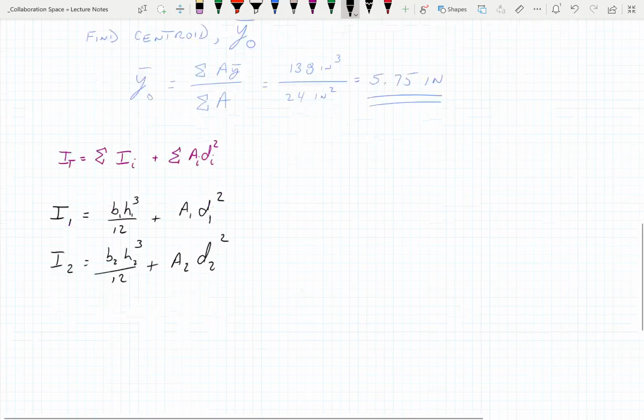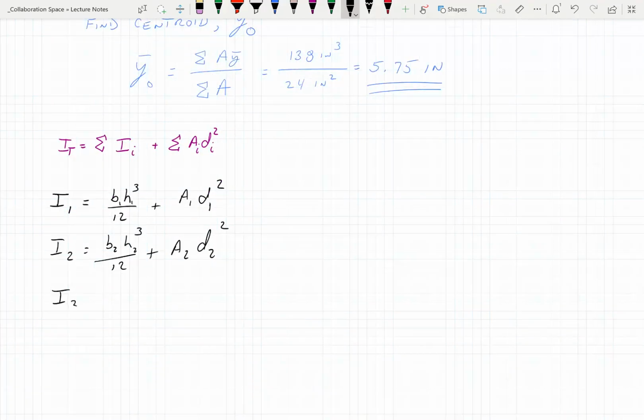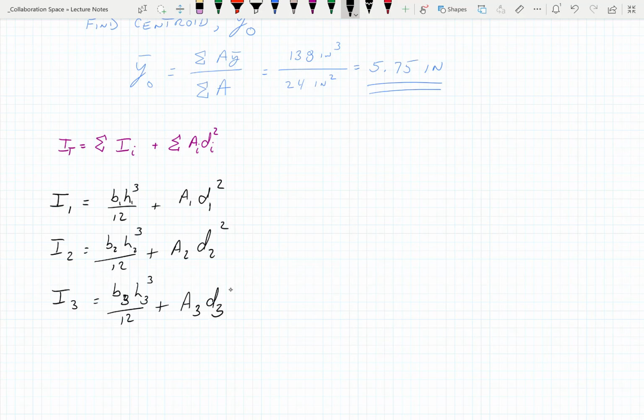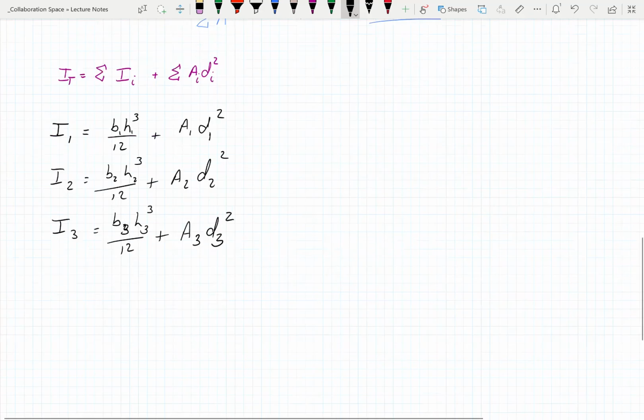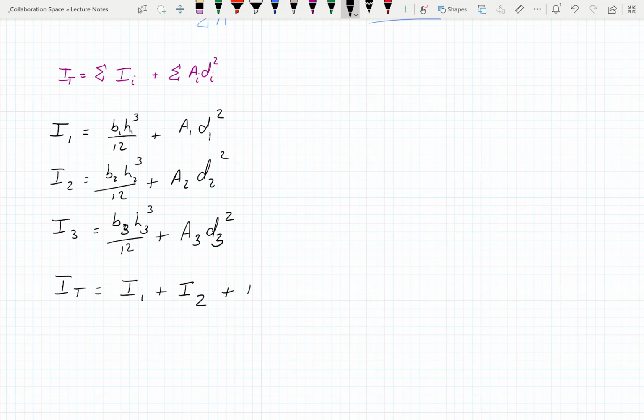And then I3 equals B3 H3 cubed over 12 plus A3 D3 squared. And then IT is equal to I1 plus I2 plus I3. Okay?